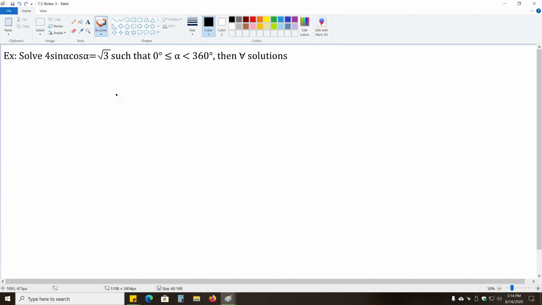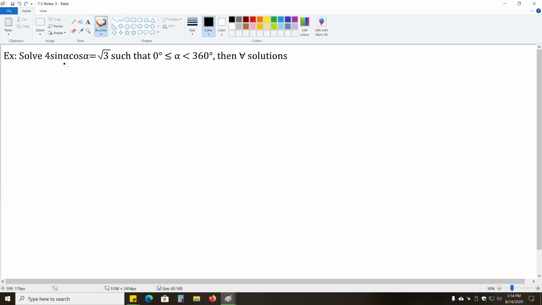From here, I want you to take a moment, see if you can solve 4 sine of alpha cosine of alpha equals the square root of 3 such that alpha is between 0 and 360 degrees, then for all solutions. And you will need an identity for this problem. That's just a little hint to solve it.